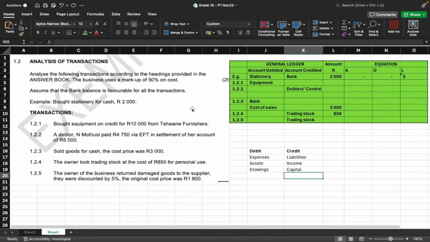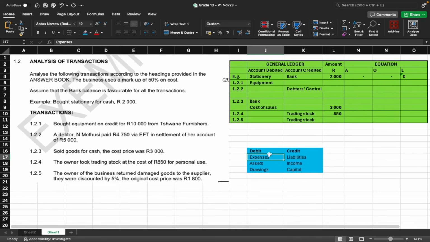I can already tell you now, whenever you hear the word cash, whether you're paying cash or you're receiving cash, you know one of the accounts is bank. And you ask yourself, in this acronym here, what is bank? Bank is an asset, so I know I have to debit bank if money is coming in. But if money is going out, actually I will do the opposite. I put it on the credit side.